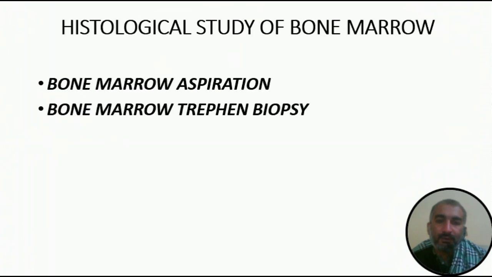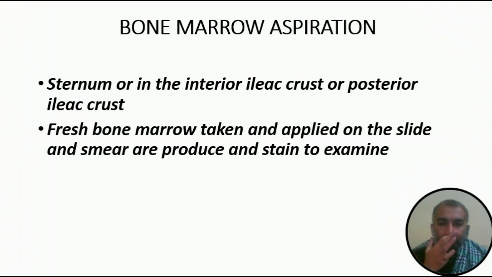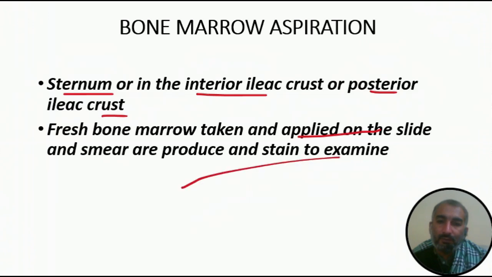That's important. Now, the histological study of the bone marrow: how are we going to study the bone marrow? We have basically two methods, bone marrow aspiration and bone marrow trephine biopsy. In bone marrow aspiration, we take the bone marrow from the sternum or the anterior iliac crest or the posterior iliac crest. We put a needle into the sternum or the iliac crest and take out the fresh bone marrow, then apply it to a slide and produce a smear to study it.